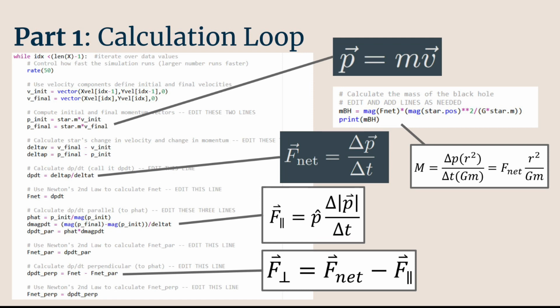With Fnet defined, the mass of the black hole is equal to the magnitude of Fnet times the magnitude of the star's position squared over G times the mass of the star. For the parallel component of Fnet, we just need to incorporate the formula into the code.